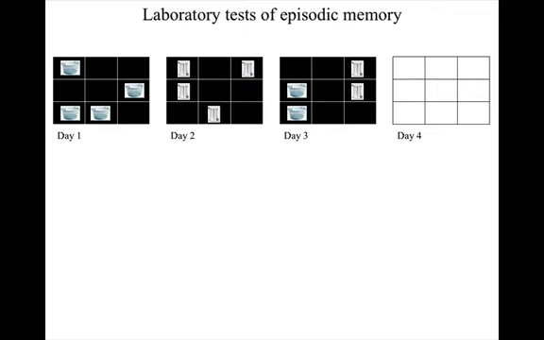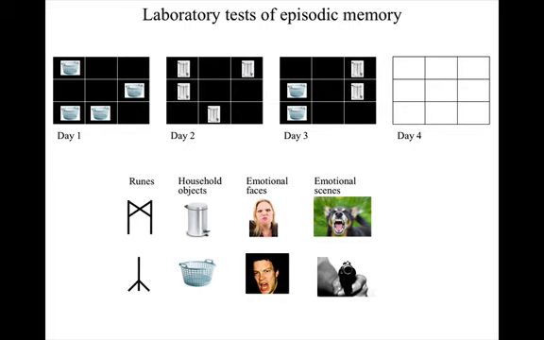Subjects are shown different arrays on successive days, and on the fourth day are asked to recall which objects were in which positions on the different days. Different types of objects were used to test the effectiveness of recall in these circumstances. In the experiments, recall capability is quite high, but there's no difference between recall of emotional and neutral objects or more abstract and more concrete objects.